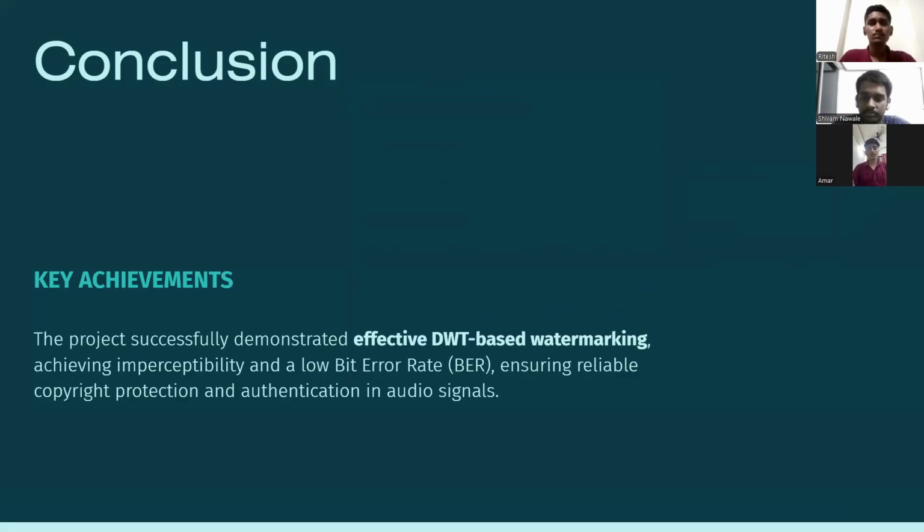After the completion of the project, we get the conclusions: we embedded and extracted a text-based watermark using DWT in MATLAB. It can achieve low distortion and very low bit error rate, and it demonstrated reversibility and imperceptibility. The key achievement of the project is that it successfully demonstrated effective DWT-based watermarking, achieving imperceptibility and low bit error rate, ensuring reliable copyright protection and authentication in audio signals.